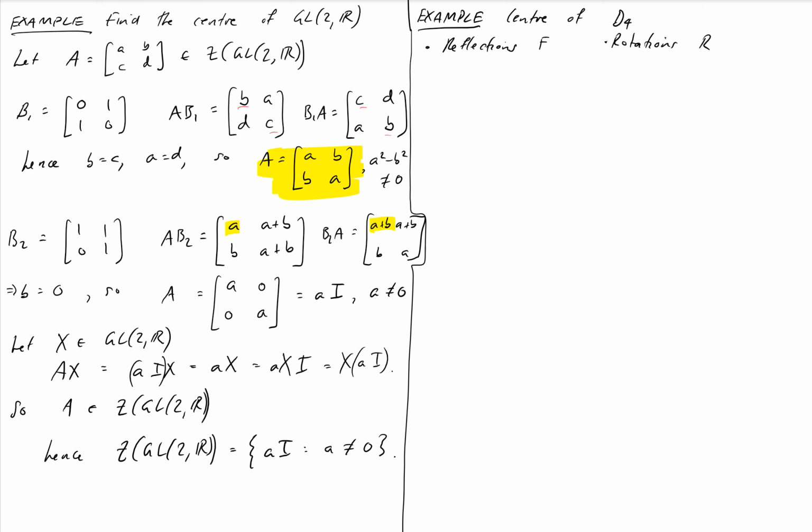Note that for all of the reflections, the order of the reflection is 2. That's because if you reflect and then you reflect again, you get back to where you started. So F squared equals R0, and F is therefore equal to its own inverse for all reflections.